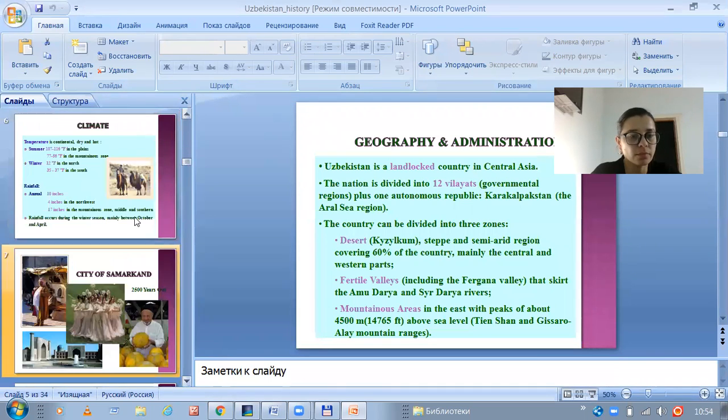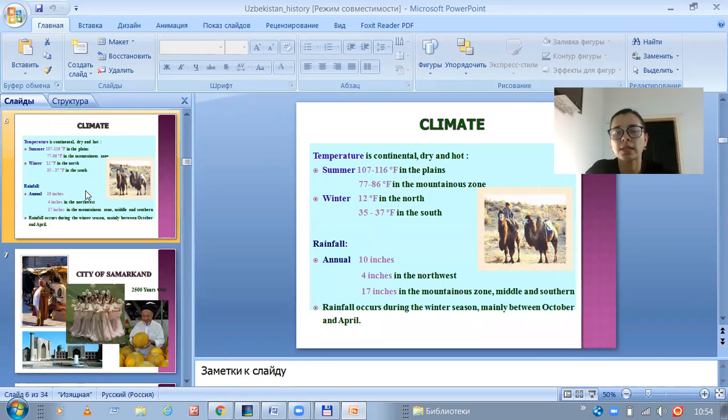Then climate. In general, Uzbekistan is considered as having dry and hot weather. It's a continental summer. In summer, the temperature goes up to 116, and in winter it can be low to 11. Rainfall. Annual rainfall is 10 inches, 4 inches in the northwest, and 17 inches in the mountain zone. Middle and southern rainfall occurs during winter season, mainly between October and April.